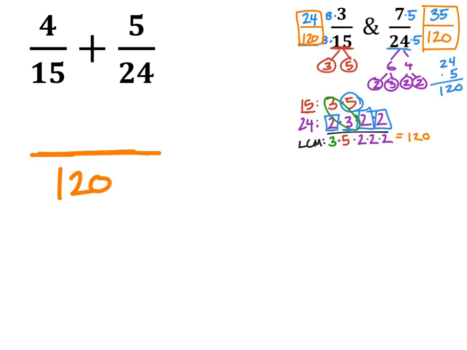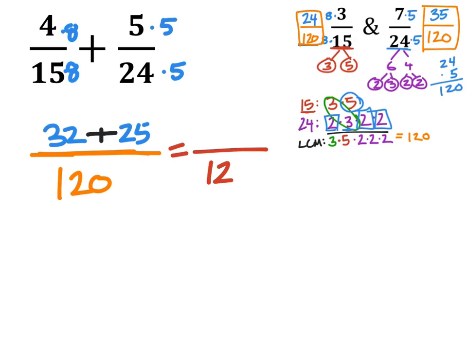And how did we do that on that last one? Well, we can see that we had to multiply the 15 by 8, which means I had to multiply the 4 by 8 to get 32 there. And the 24 had to be multiplied by 5 to get 120, so 5 by 5 as well gives us 25. And yes, this is addition here, so we're going to add these two together. Still looking at 120ths, but 32 plus 25 would be 57.